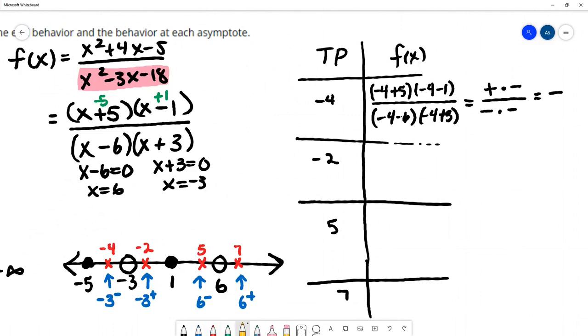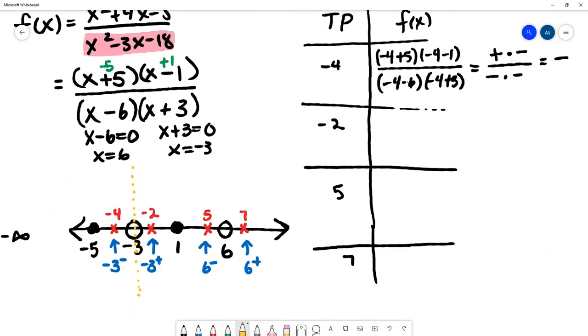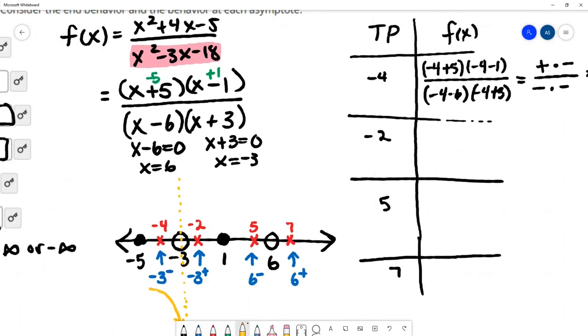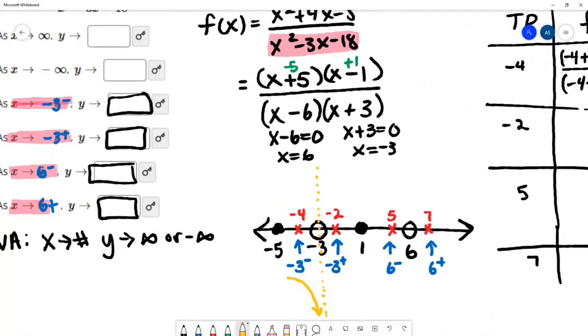So on this side, my asymptote is at negative 3. On the left side of that asymptote, I'm approaching negative infinity. And here, y is approaching negative infinity.